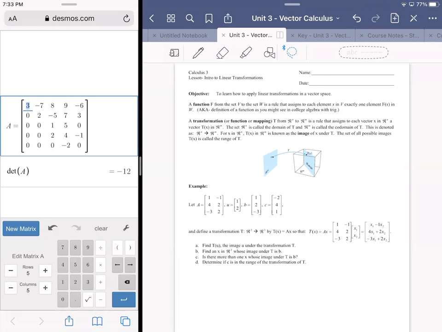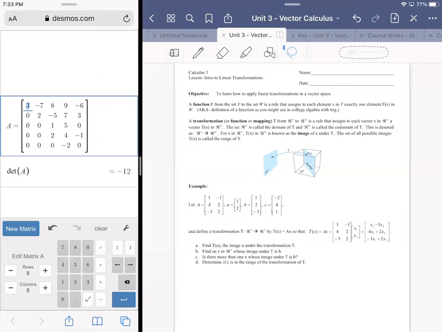So I'll just read the blurb. A function f from the set V to the set W, right? So from one space to another is a rule that assigns to each element x in V exactly one element f of x in W, all right?